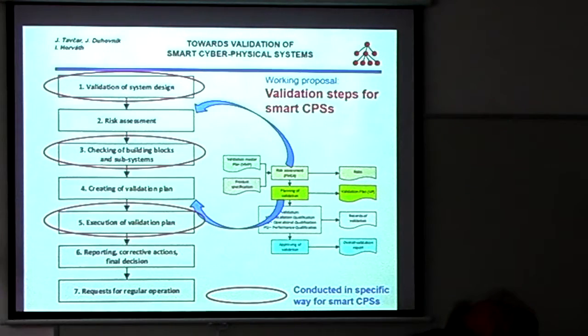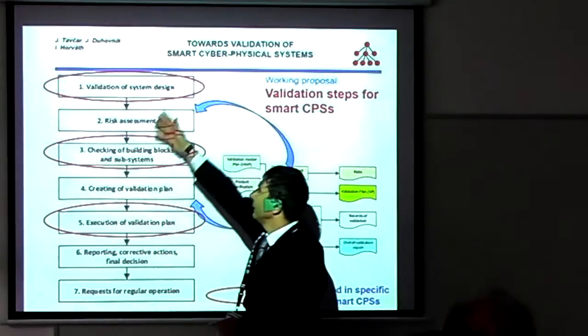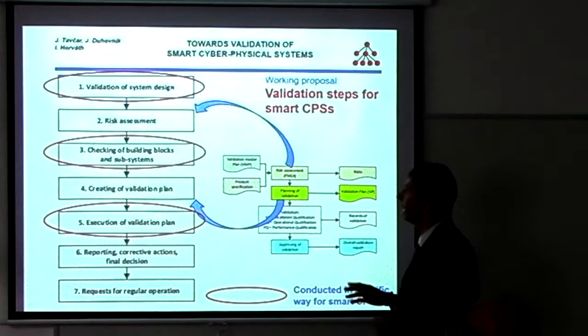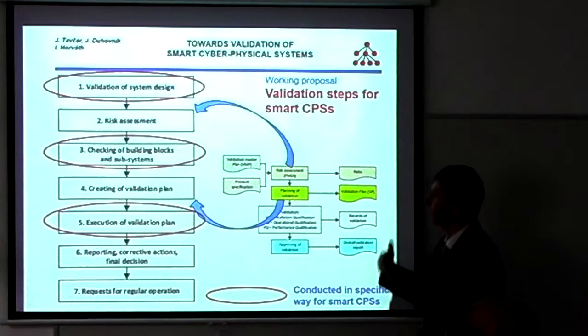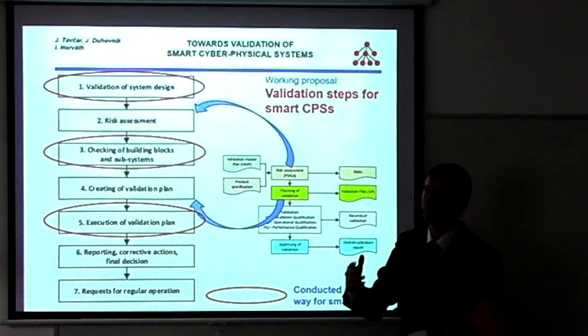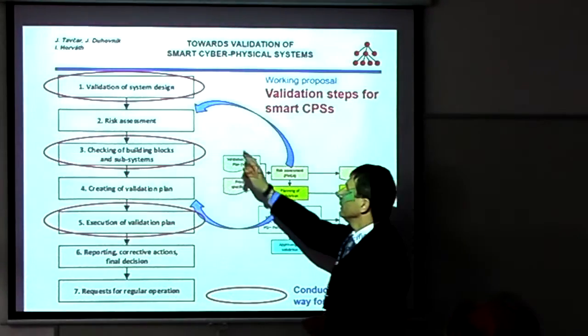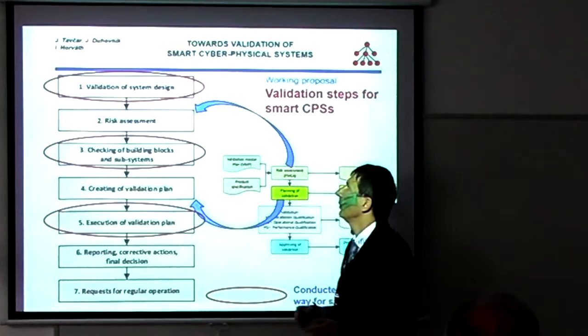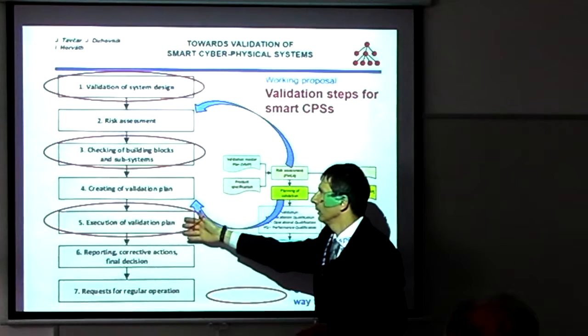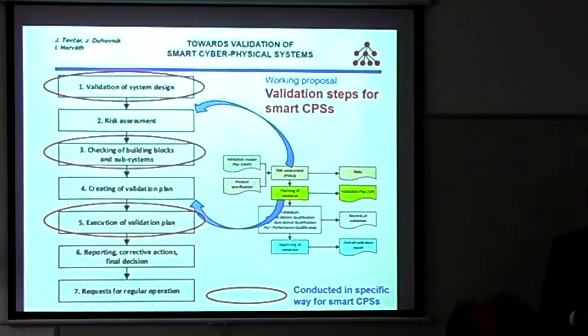And here is a proposal for the validation of smart systems. Here is a comparison with the traditional one. The backbone of this proposal is taken from the traditional one, and then we have some additional activities. In a minute, I will explain about the validation of system design, about the checking of building blocks, and execution of the validation plan. This also needs to be different because we cannot do step-by-step validation, but it should be done in an automatic way.